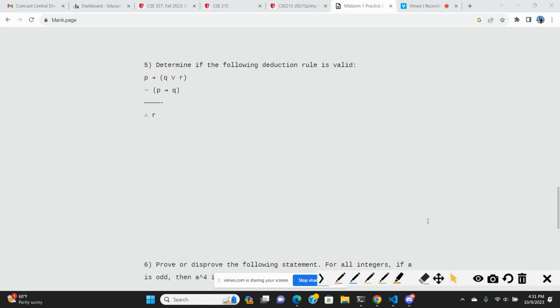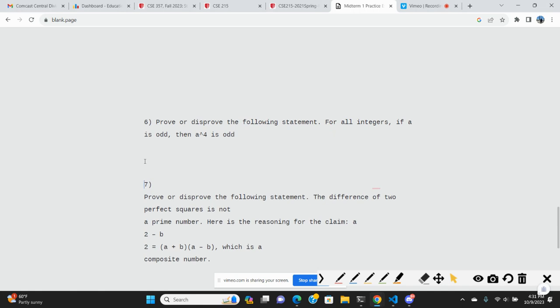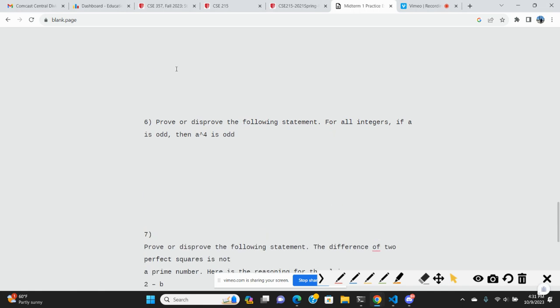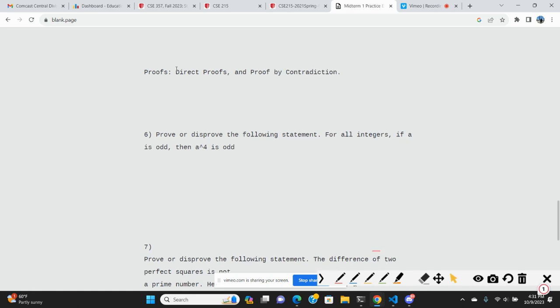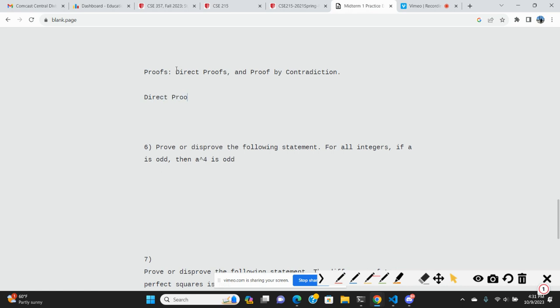Okay, so now we move on to proofs. Once again, I think what is most important to know are direct proofs and proof by contradiction. With direct proofs, you can refer back to previous recitation materials and relevant information. Once again, you have proof by construction, or proof by example, or counterexample.